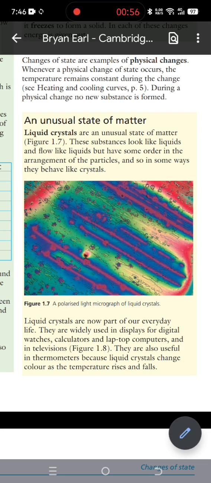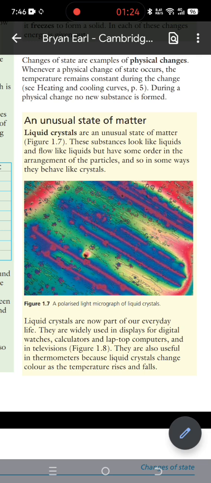Matter normally exists in three main forms: solid, liquid, and gas. You know this, solids have fixed shape, liquids flow, and gases spread everywhere. But there is something very special called liquid crystals. Liquid crystals are surprising because they are not completely liquid and not completely solid. They are in between. They flow like liquids, they can move and change shape, but inside them the particles are arranged in an ordered way, like they are in a crystal. So they behave partly like liquids and partly like solids.